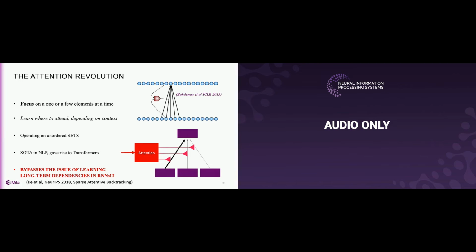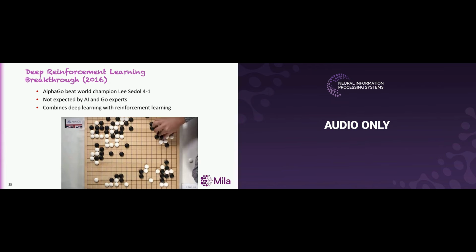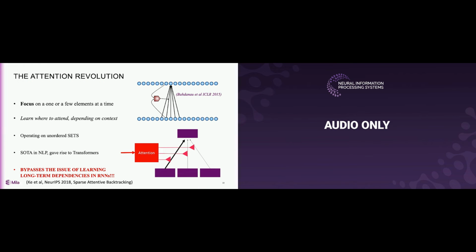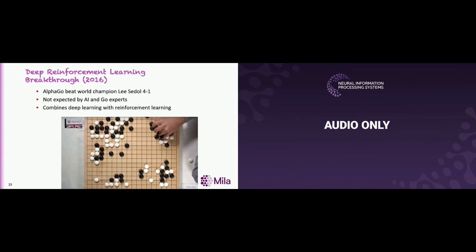That was the beginning of an important milestone in my early career. And you can read more about this in a paper in NeurIPS 2018 on what's called sparse attentive backtracking with Rosemary Ke. Then, of course, this came out in 2014 on arXiv, 2015 at ICLR, and then just 1 year later, AlphaGo came out, and deep learning became incredibly important as part of reinforcement learning.